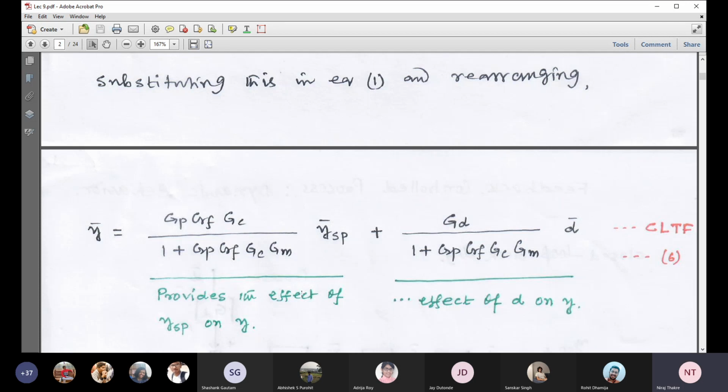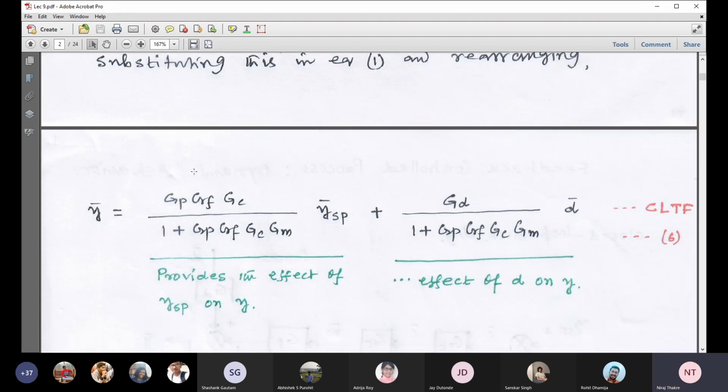And this is called the closed loop transfer function. I have written CLTF. Okay, you note down this point because we'll use this equation extensively in our subsequent study. Closed loop transfer function, CLTF. We'll extensively use this equation in our subsequent study. So you remember this equation at all times.